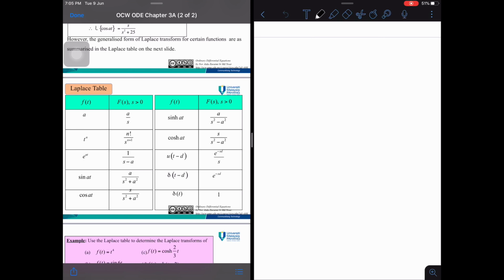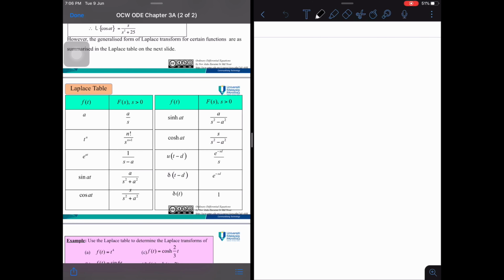In summary, we have this Laplace transform table. To find the Laplace transform of a function a, where a is a constant, you can use the formula a over s. If you have a polynomial t to the power of n, you can use the formula n factorial over s to the power of n plus 1.